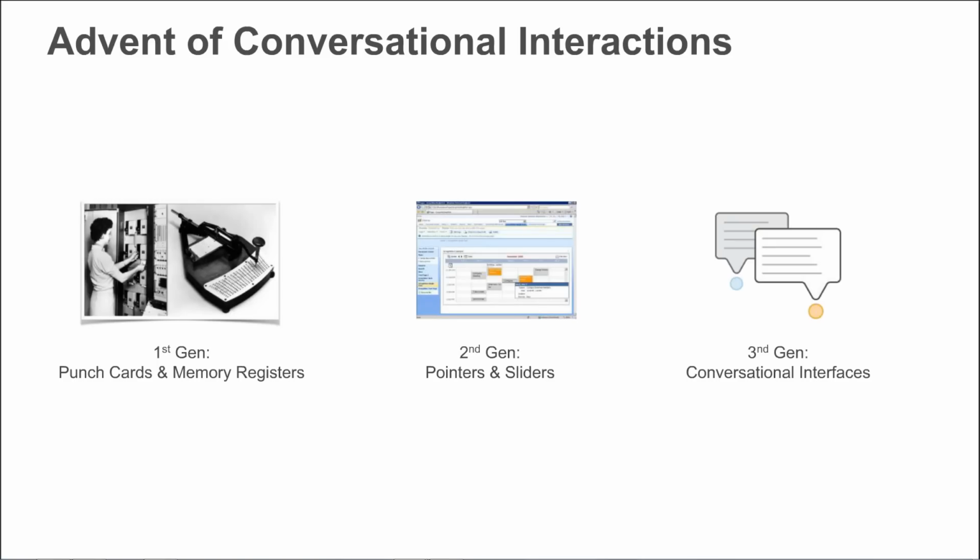So let's talk about the advent of conversational interaction, right? So many years ago, humans had to adapt to how machines understood instructions. So we had to use things like punch cards and memory registers. And then the second generation was where there was a compromise, where machines understood things like point and click and touch and sliders. And then right now, we're in the third generation of conversational interfaces where the machines completely understand how humans interact, and that is through conversations.